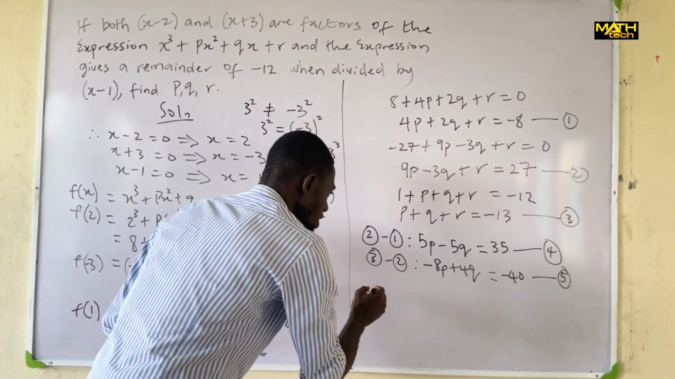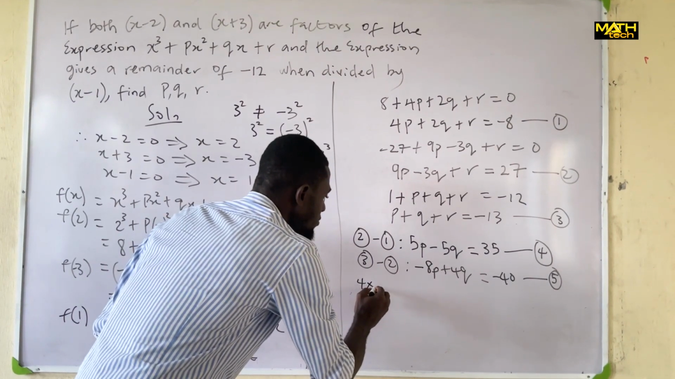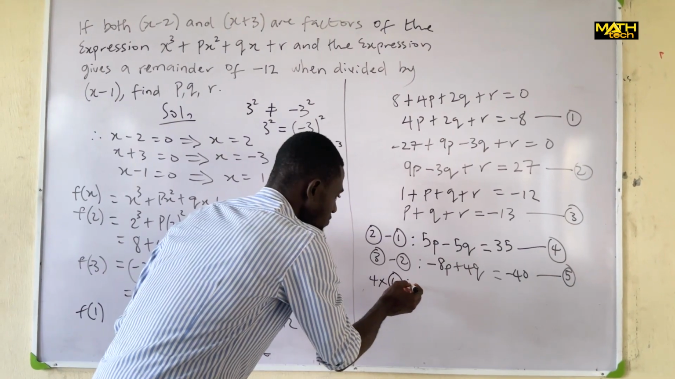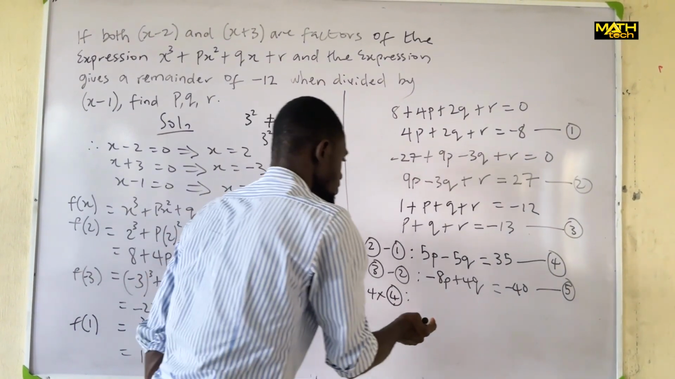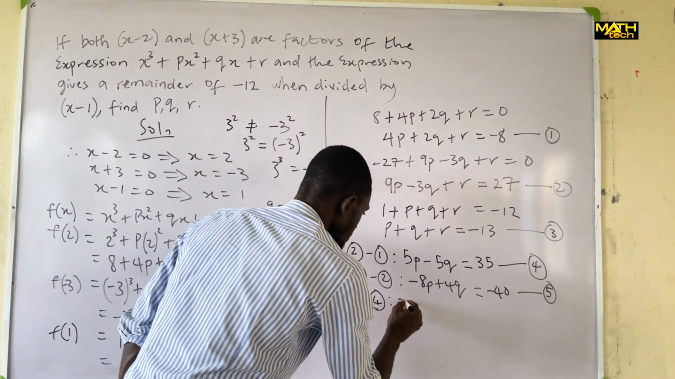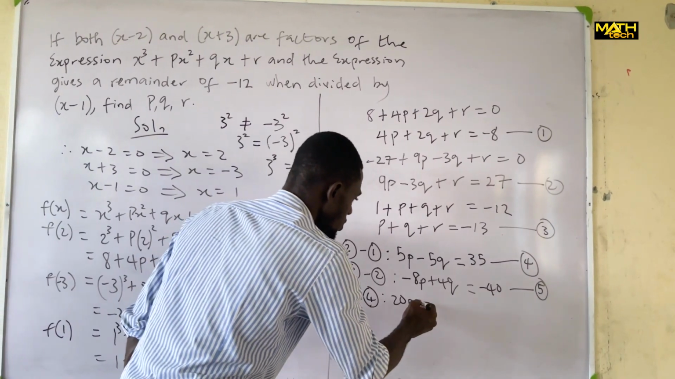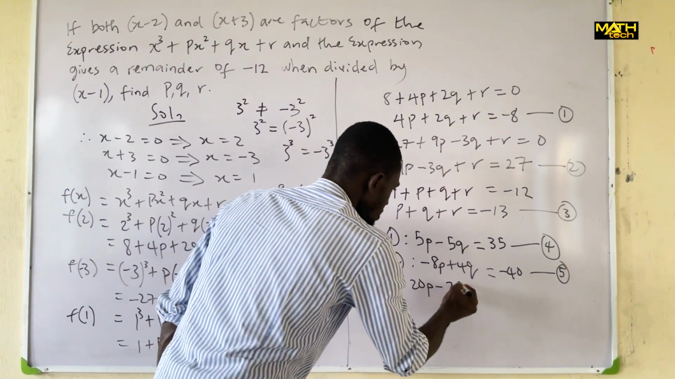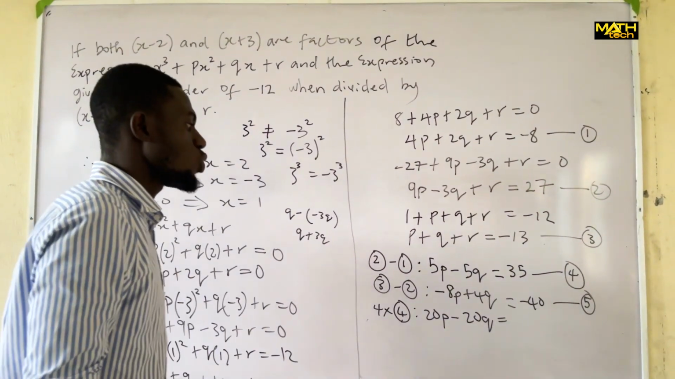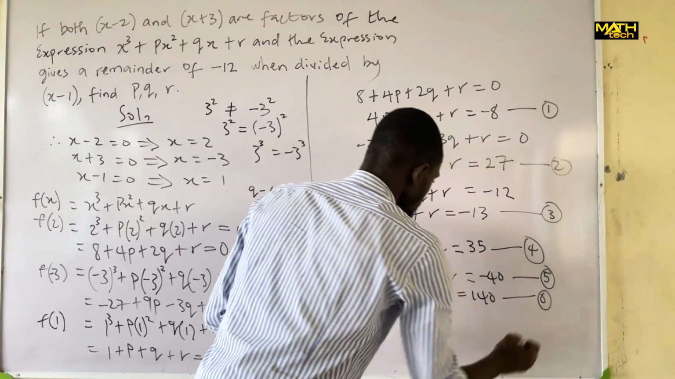Say equation 4, that will be 4 times equation 4. That is the bracket 4 that I have here. And this will give us what? 4 times 5 will give us 20p. And 4 times minus 5 will give us minus 20q. And 4 times 35 will give us 140. And we can call this equation 6.